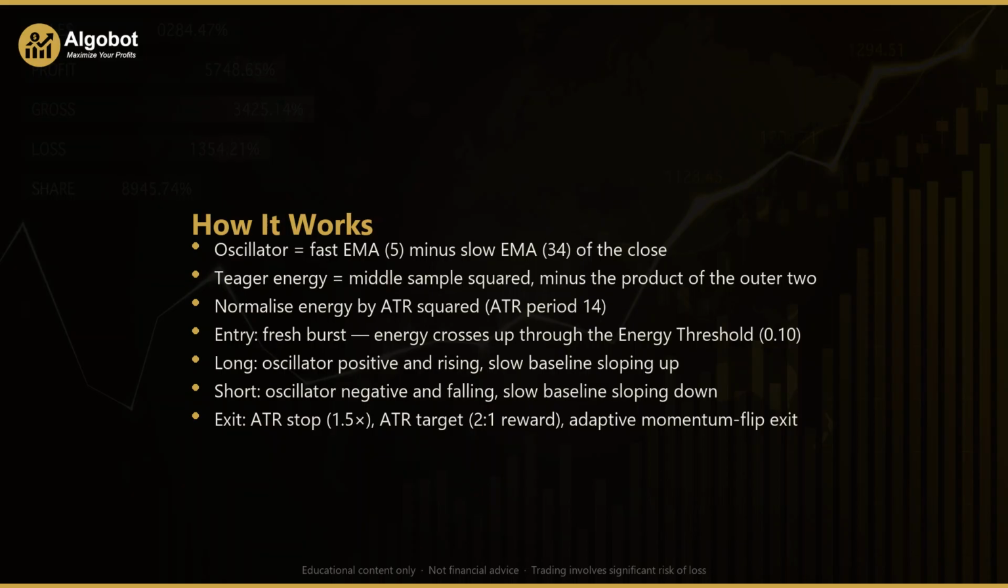On top of that fixed stop and target, an adaptive exit closes the trade early if the oscillator crosses back through zero against the position. In other words, if the underlying momentum flips against an open long or short, the strategy steps out rather than waiting for the hard stop. That adaptive flip exit is meant to trim losing trades and protect gains before the full stop distance is reached.